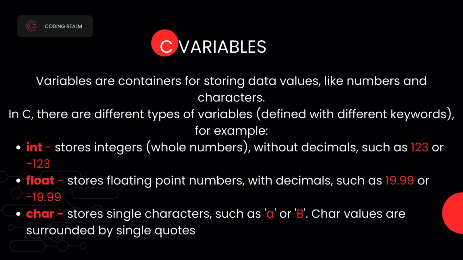Now let's talk about variables in the C programming language. Variables are containers for storing data values, like numbers and characters. In C, there are different types of variables, defined with different keywords. For example, first, int stores integers, or whole numbers without decimals, such as 1, 2, 3. Second, float stores floating point numbers with decimals, such as 19.99. Finally, char stores single characters, such as 'A' or 'B'. Char values are surrounded by single quotes.